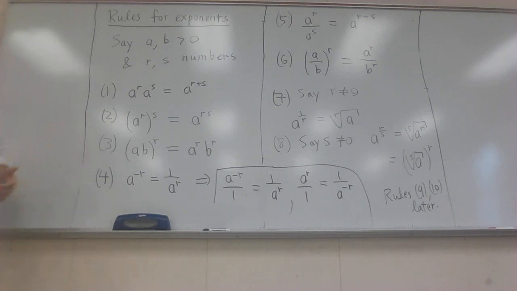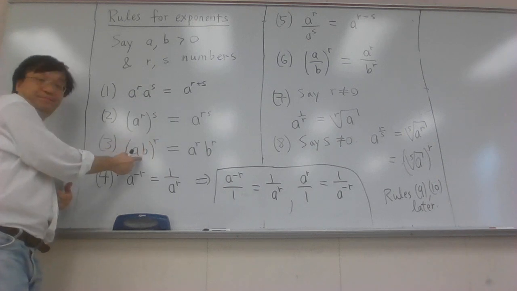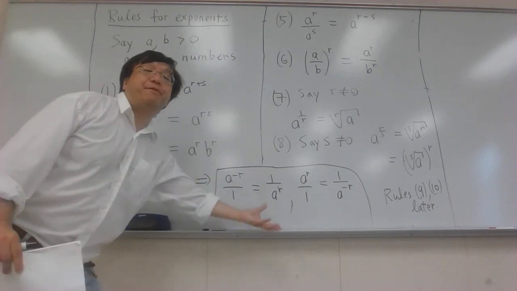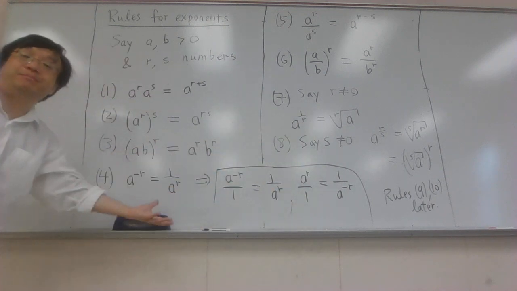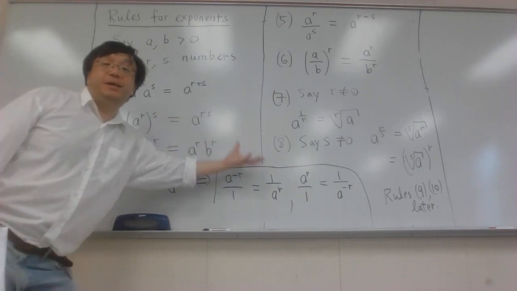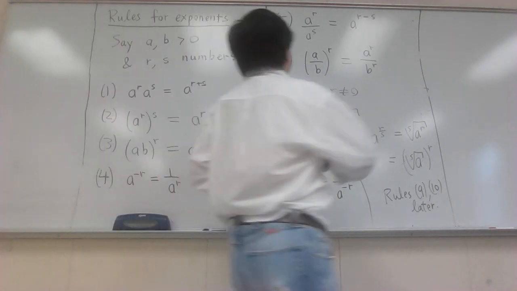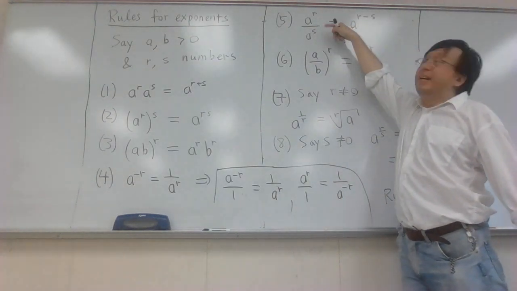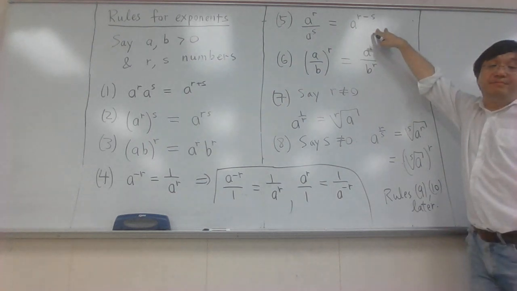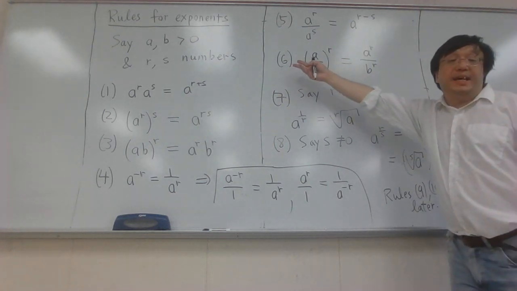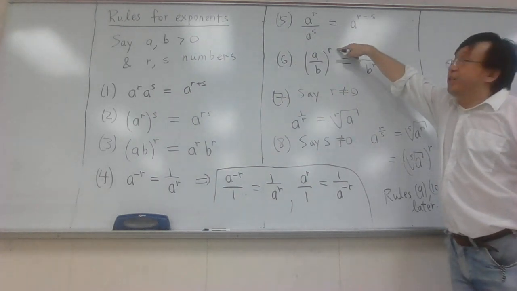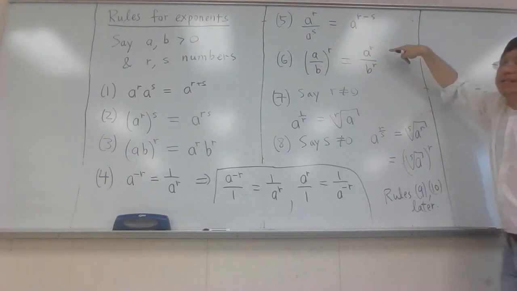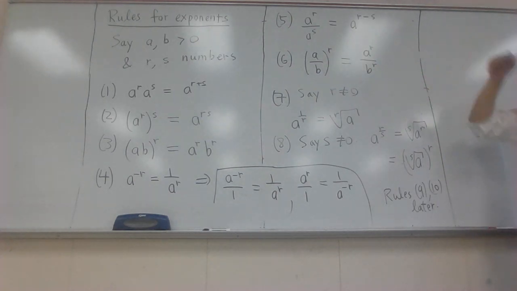Rule 3 says that you can distribute exponentiation over multiplication. Rule 4 says that you can move exponents up and down fractions, but you have to change the sign of the power. Rule 5 says that if you divide two exponents of the same base, then that's the same as subtracting the powers. Rule 6 says that you can distribute exponentiation over division, so this is the same as a to the power of r divided by b to the power of r.